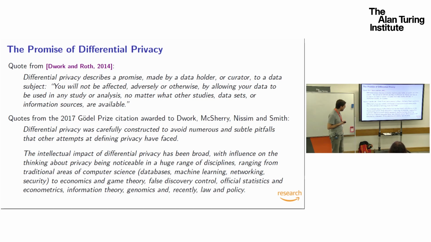And also I want to point out, and that's not going to be the subject of the tutorial, but I think this is interesting to know, that the intellectual impact of differential privacy has been broad, with influence on the thinking about privacy being noticeable in a huge range of disciplines, ranging from traditional areas of computer science, economics, game theory, false discovery control, official statistics, econometrics, information theory, genomics recently, law and policy, and you name it, okay? So it's a very cute, small mathematical definition that seems to encompass phenomena that appear in many places. And I think that's one of the reasons why it warrants an award like this.